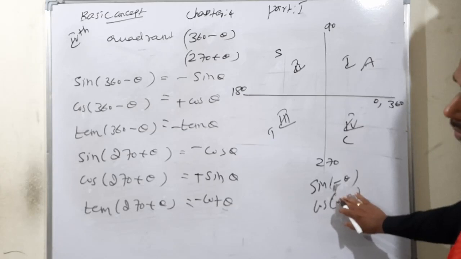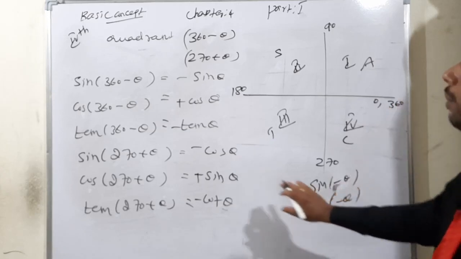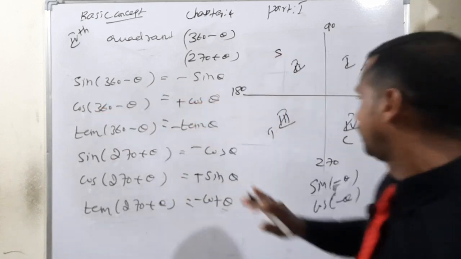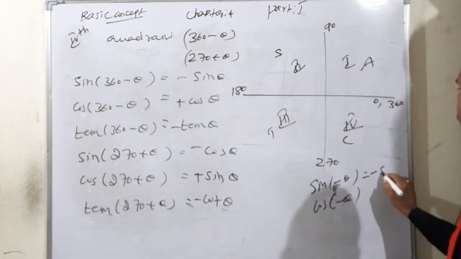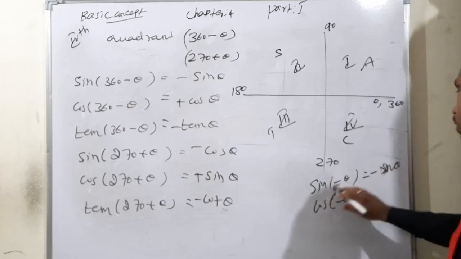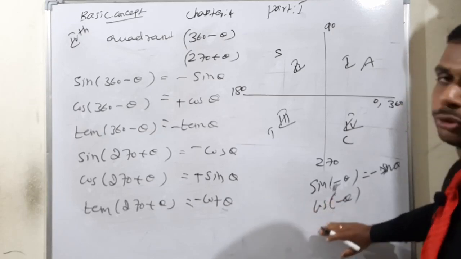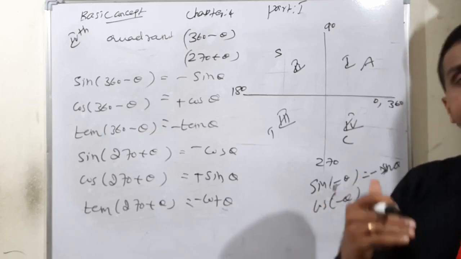360 minus theta, or 0 minus theta. So 360 minus theta means what is the value? Sin of 360 minus theta is equal to minus sin theta. In many problems we write sin of minus theta is equal to minus sin theta. This is the method, 360 minus theta or 0 minus theta.